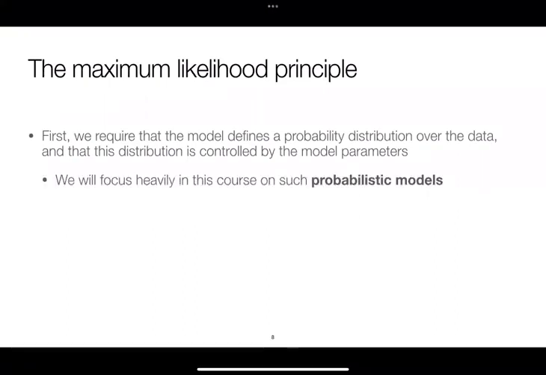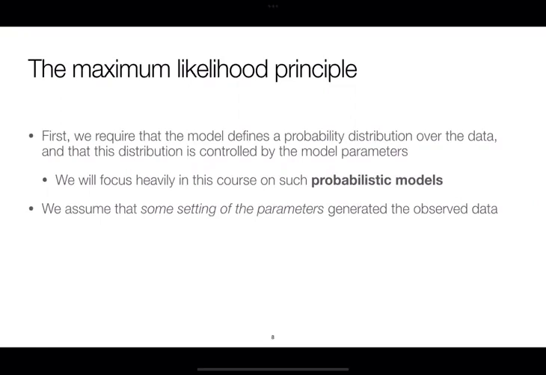But it's important that we get this concept to be crystal clear, because we're going to really focus heavily in this course on what we call probabilistic models, which are models that define a probability distribution over the data. Hopefully on the next slide, this will become a little more clear. And over the course of this course, you're going to see a lot of different examples of probabilistic models.